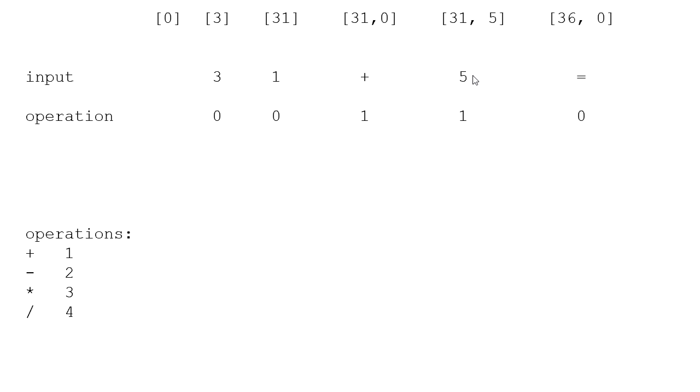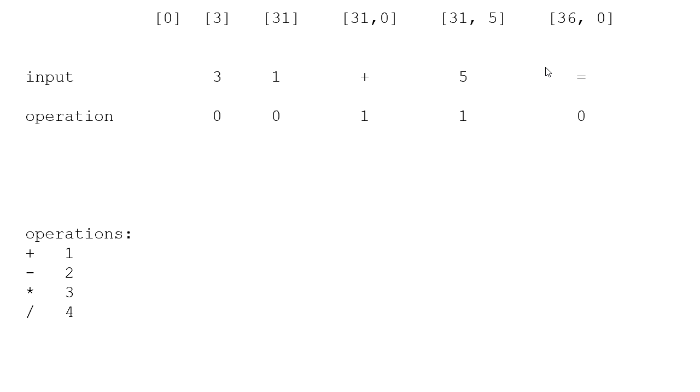Then we do another input, and that will be 5. Again, we check the top of the stack. The top of the stack is now 0, so we replace that 0 with the 5. We keep track of the operation. And then here I have us hitting equals. When we hit equals, we check what the operation is. The operation is 1, so that's a plus.